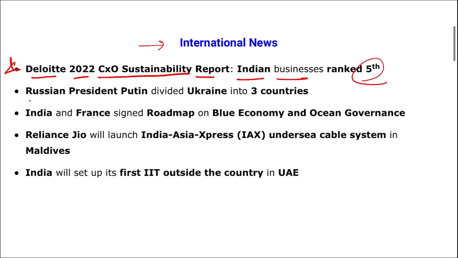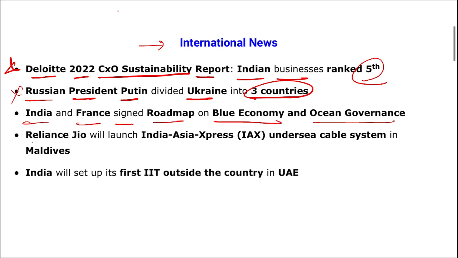Mark this. Then Russian President Putin divided Ukraine into 3 countries. We are talking about the war going on between them. Let's see what is the outcome, but don't focus on this right now. India and France signed a roadmap on blue economy and ocean governance. Reliance Jio will launch the India Asia Express undersea cable system in Maldives. Mark this, we just saw.